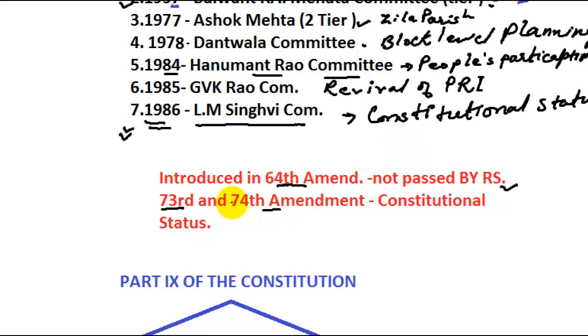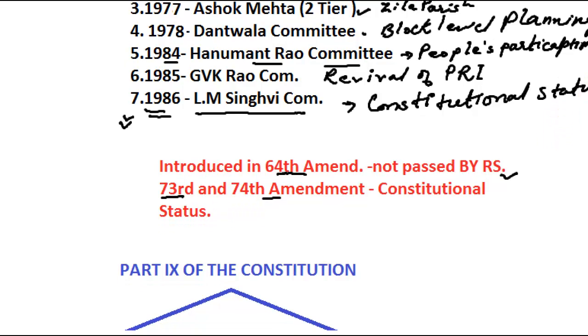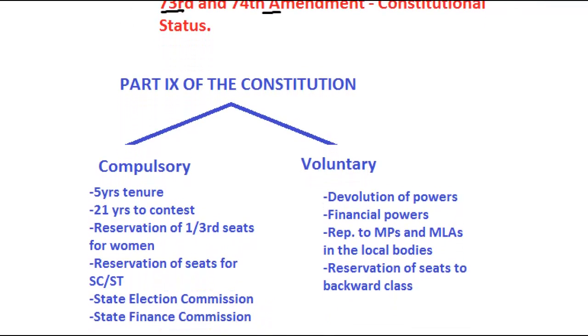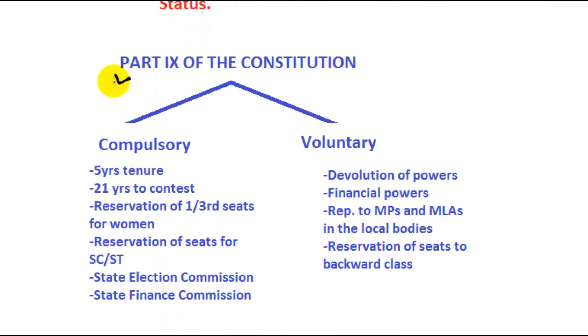Let us have a look at some important provisions given through this amendment. The Panchayati Raj system was included in the constitution under Part 9 of the constitution. Remember this fact also. And there were two kinds of provisions. One was compulsory and another was voluntary. Compulsory means the state had to include these provisions when they would form the Panchayati Raj in their states.